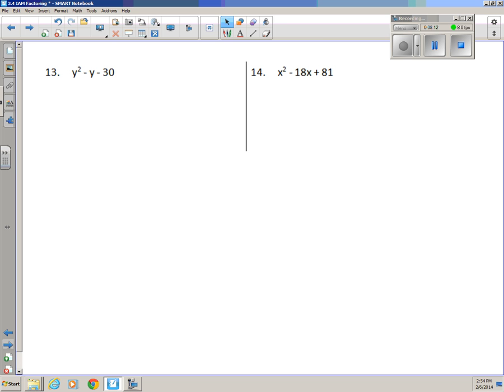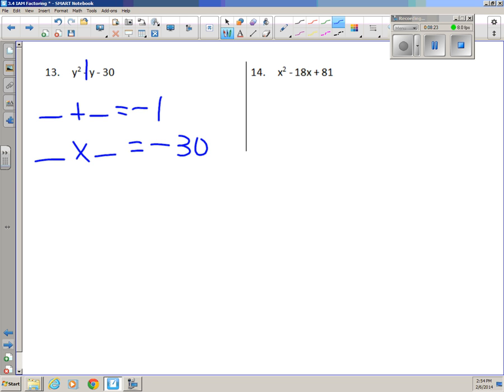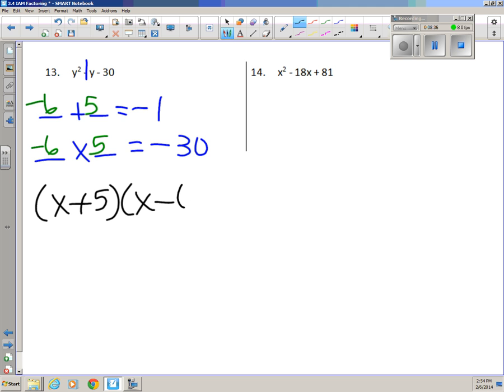If we use this one, we want to add to equal negative 1. Remember, the coefficient of minus y is negative 1. We want to multiply to equal negative 30. It multiplies to a negative, so signs are opposite. Negative 6 and 5: that's what's going to add to my negative 1 and multiply to negative 30. So my two factors are x plus 5 and x minus 6.